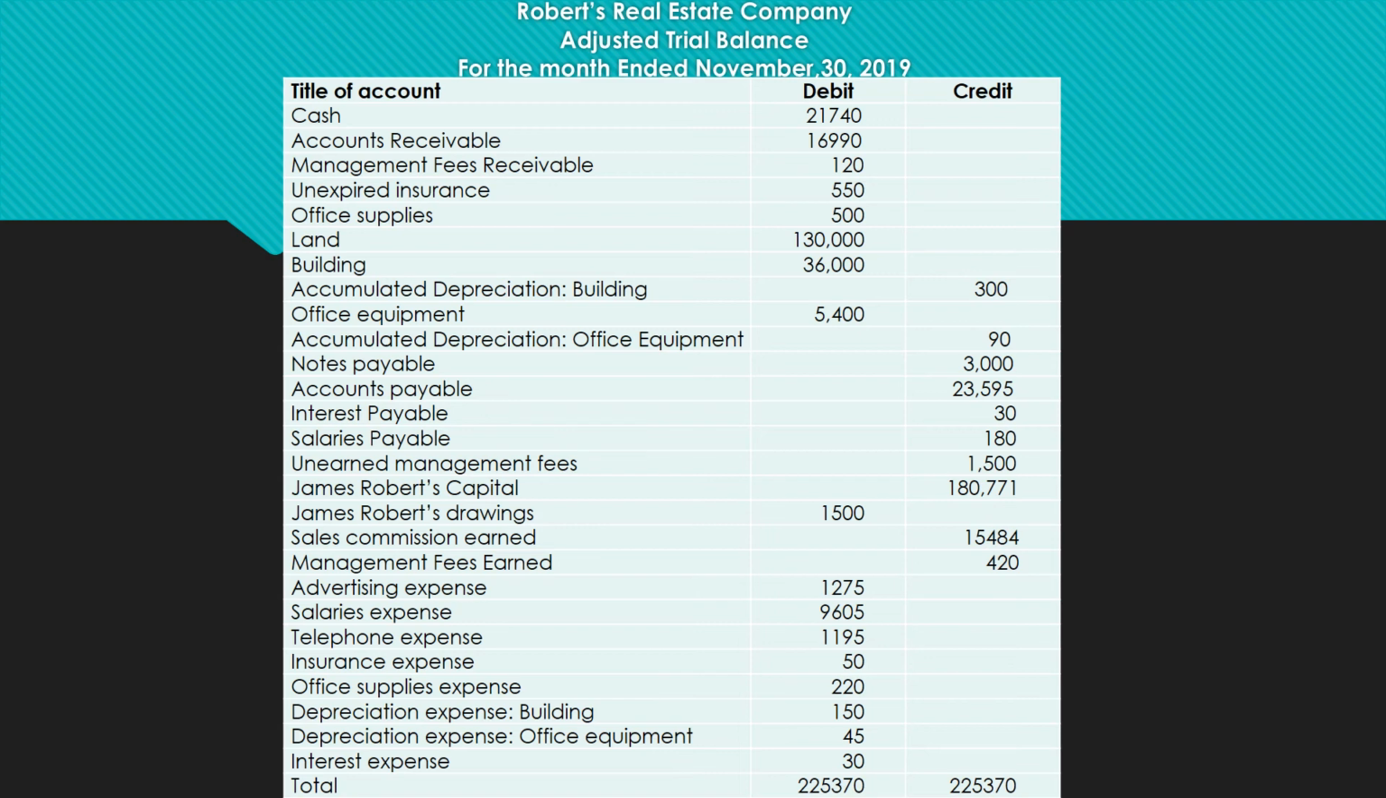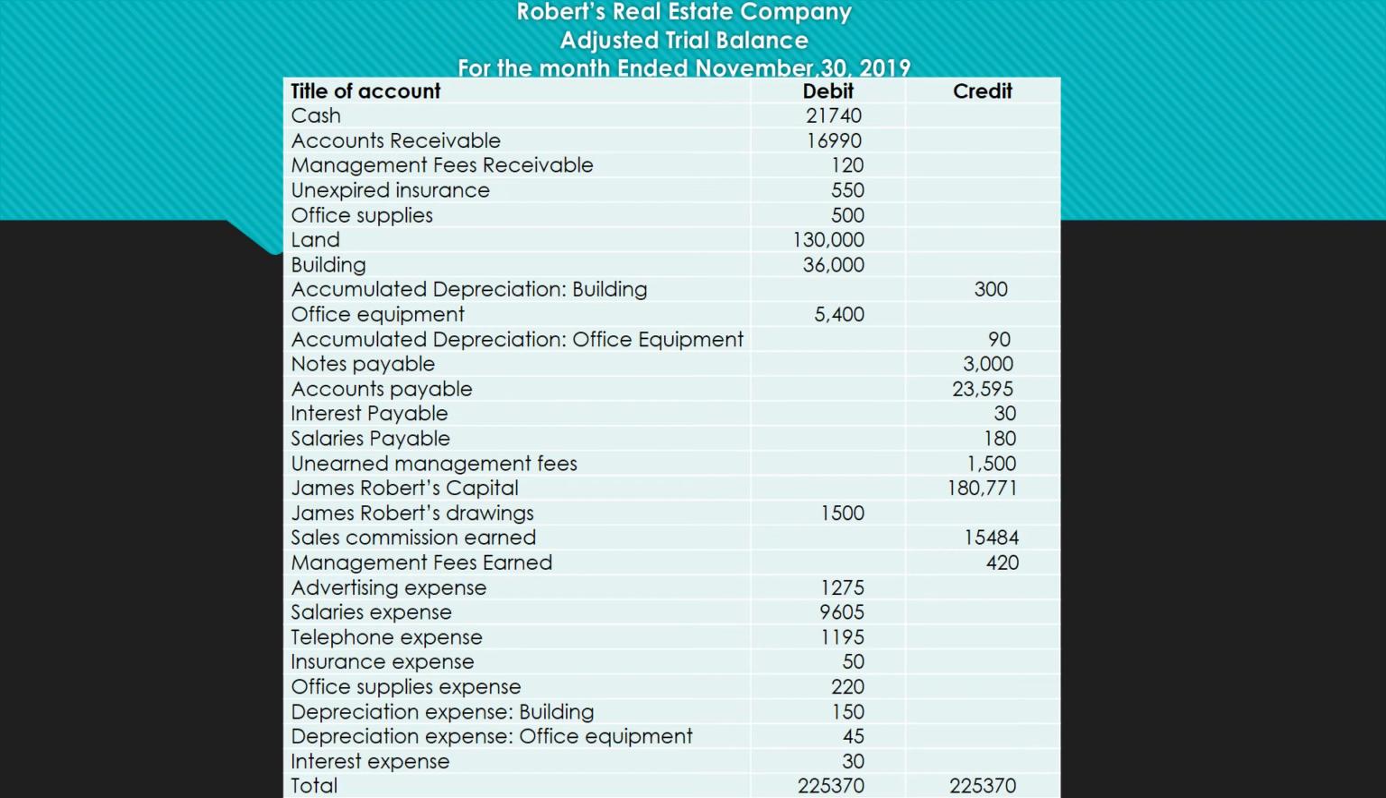After revenues, we will show all the expenses accounts. First, we will show the existing expenses accounts which were already given in the trial balance before adjustments. As you can see, before adjustments there was advertising expense of 1275. So the same expense of 1275 is also given here.